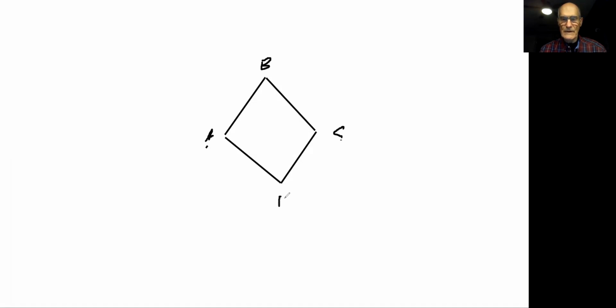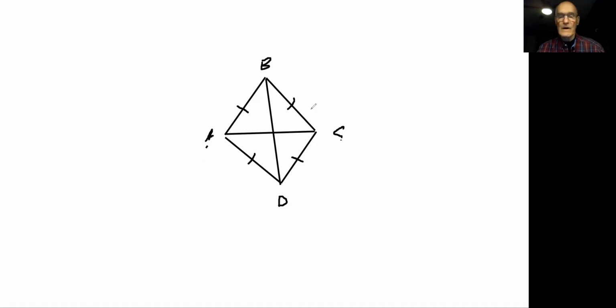Now, if we draw our diagonals, remember this is a parallelogram, so opposite sides are still parallel, and opposite sides are congruent. In this case, all sides are congruent. So I can mark this, and this, and this, and this, right?